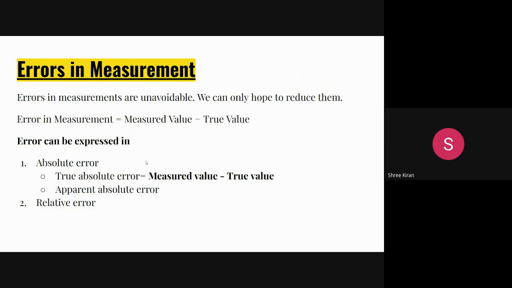So we can say the errors are expressed in different terms. Errors are measured manually, and we can only hope to reduce them. Errors in measurement are always relative to the true value. We have a desired value that has to be attained from the designer or from the final product. But then we will have quality control checking, after the final product has arrived, to check whether it is meeting all the dimensional accuracies. For that, we will have a measured value.